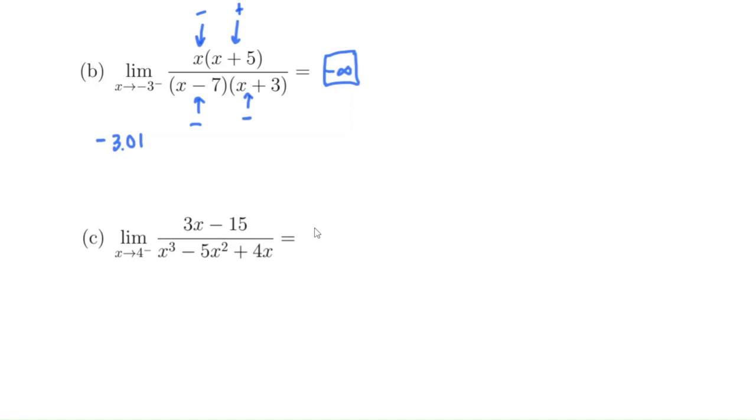Well, let's factor things. We take the limit as x approaches 4 from the left. By the way, even before factoring, you might want to just try plugging in 4. If you plug in 4, though, the denominator is going to be 0 in this case. Let's factor the denominator. How do we do this?